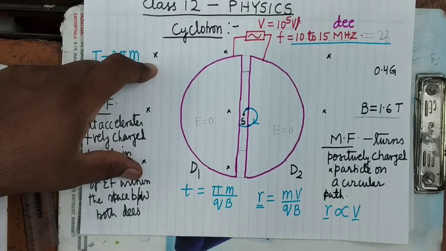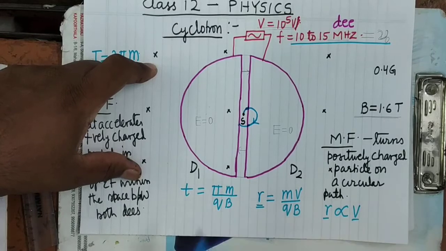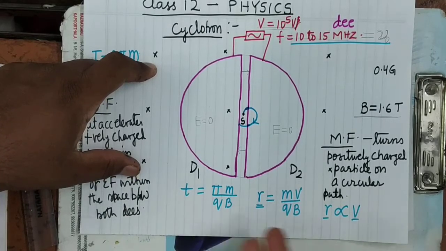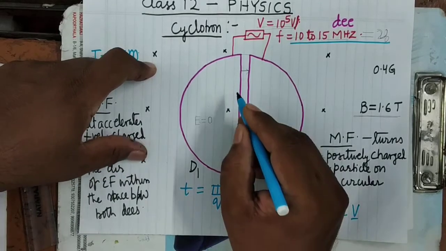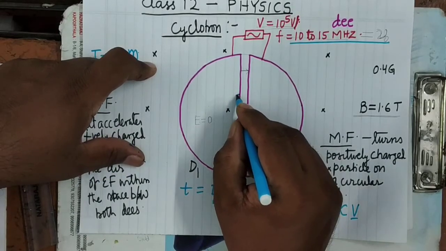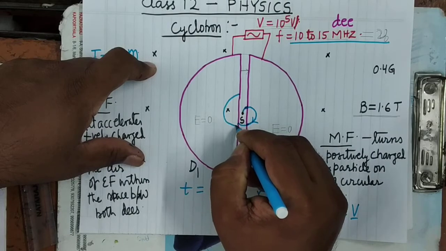But what will be the time? Time will still remain the same, because the time does not depend upon velocity. Already I have explained in the previous lecture. So it is describing a circular path of bigger radius, means like this. It is clear.